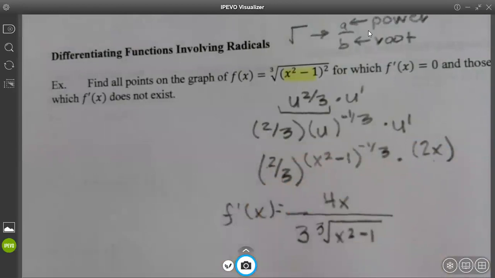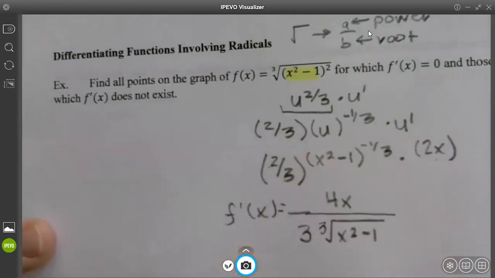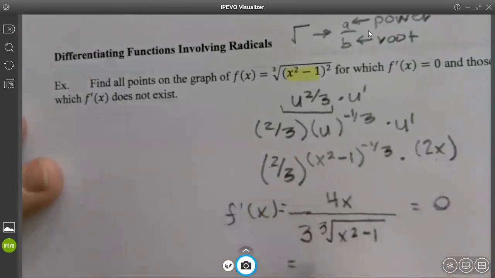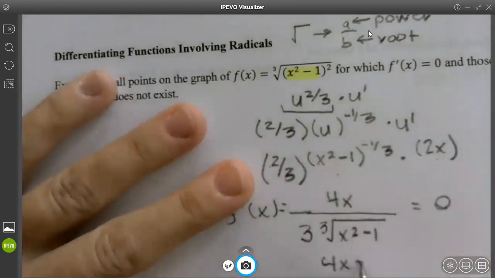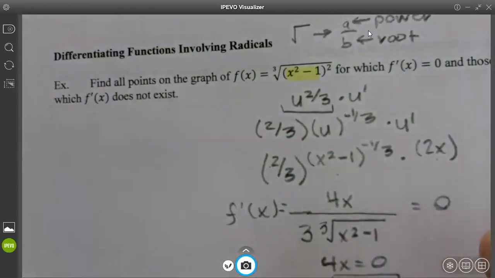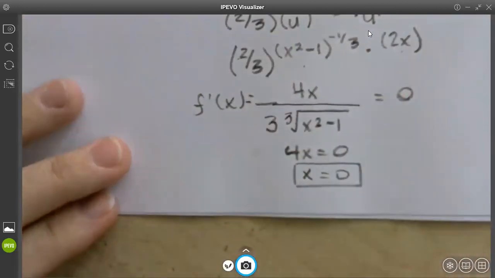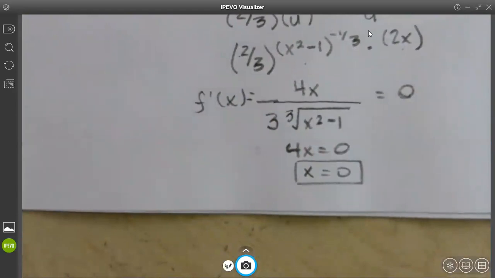It says find for which f prime of x equals 0 and those for which it doesn't exist. So we want to set f prime equal to 0. Remember, we multiply by the whole bottom, which is going to do absolutely nothing, right? Does everybody understand that? The bottom doesn't matter in this situation. So we get 4x equals 0. And what do we get for x? Okay, so there's one answer. That's where f prime of x equals 0. Where would it not exist?